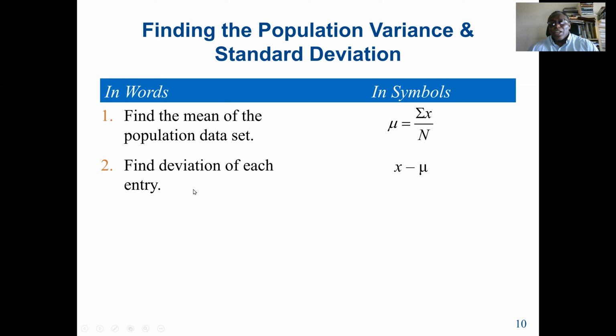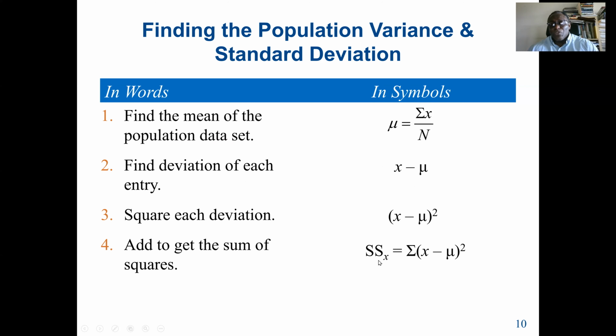Then next, you find the deviation of each entry. Do not sum it, we just find the deviation of each entry. Deviation means the value of each entry minus the mean. Then later, we square it. We square each deviation. After we finish squaring, we sum it together. We call this sum of squares, SS, because we square before we sum.